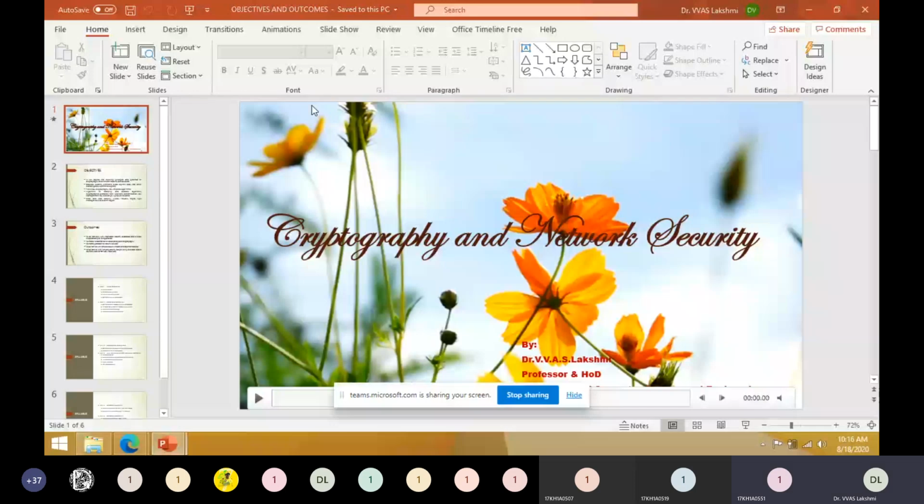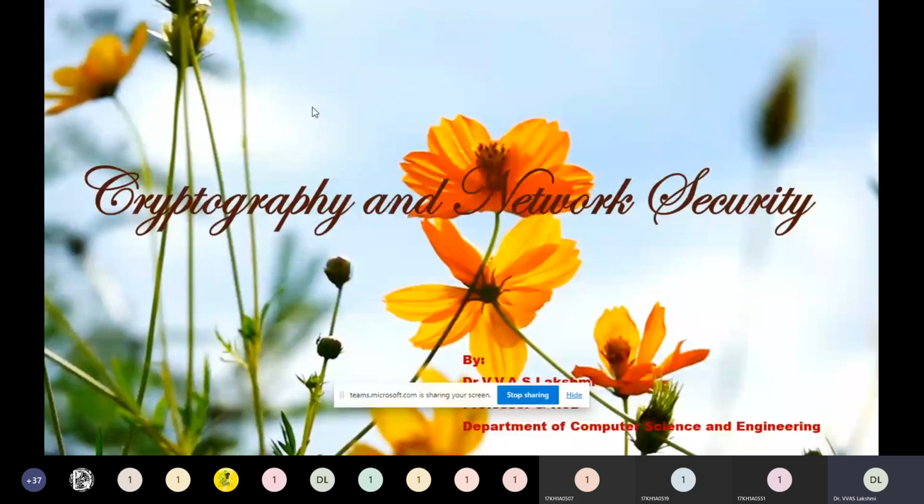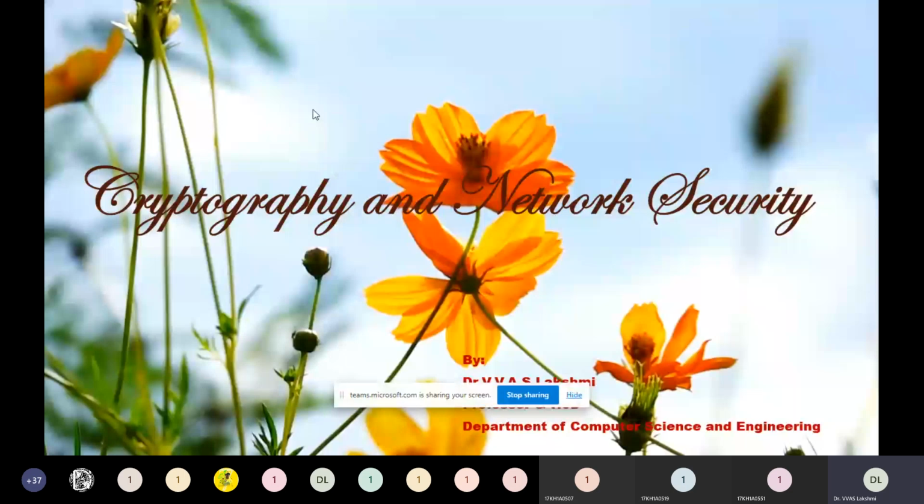So our subject is cryptography and network security. It is a very, very easy subject if you are able to understand and follow. Otherwise, it is a very, very difficult subject.